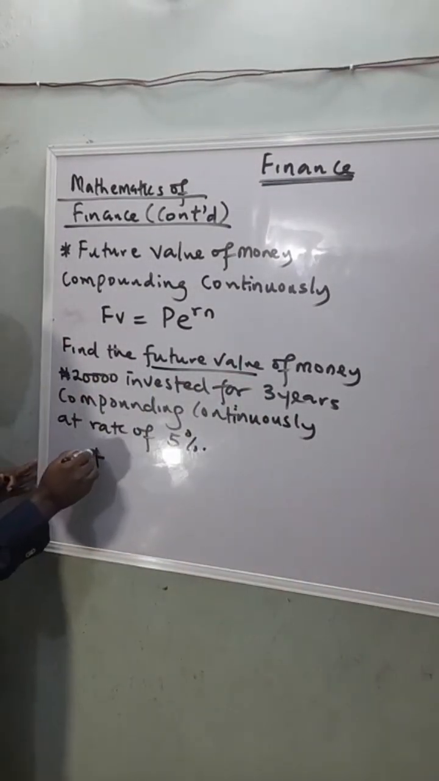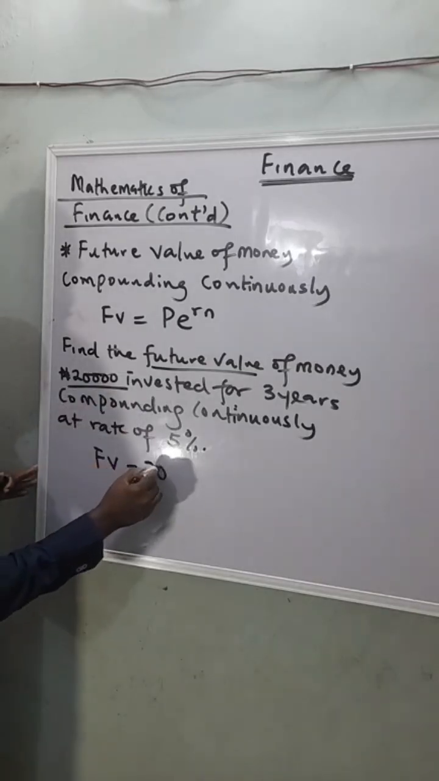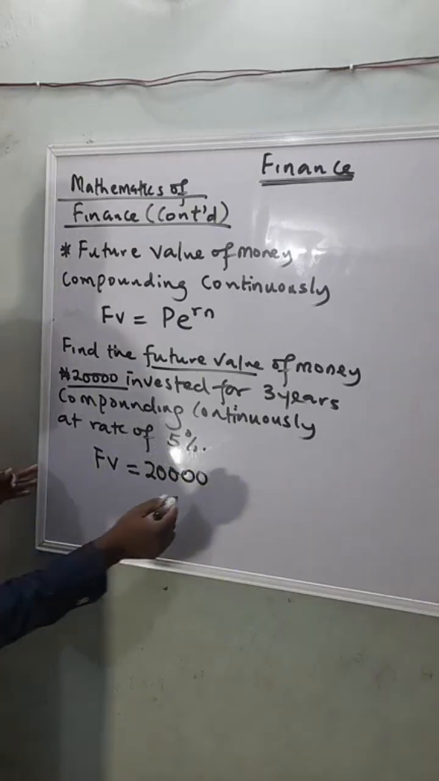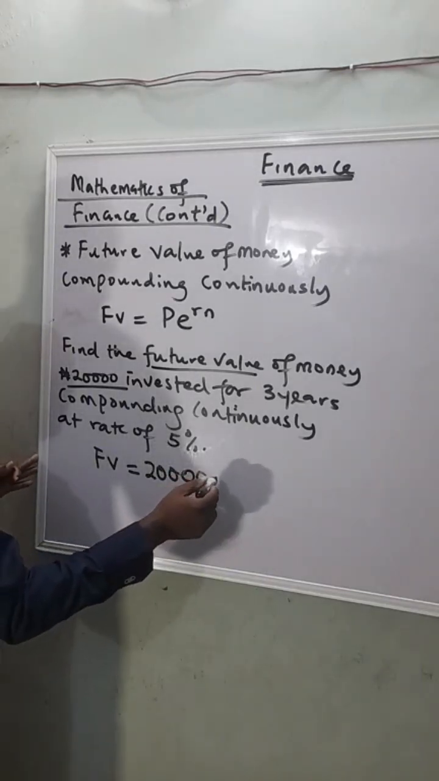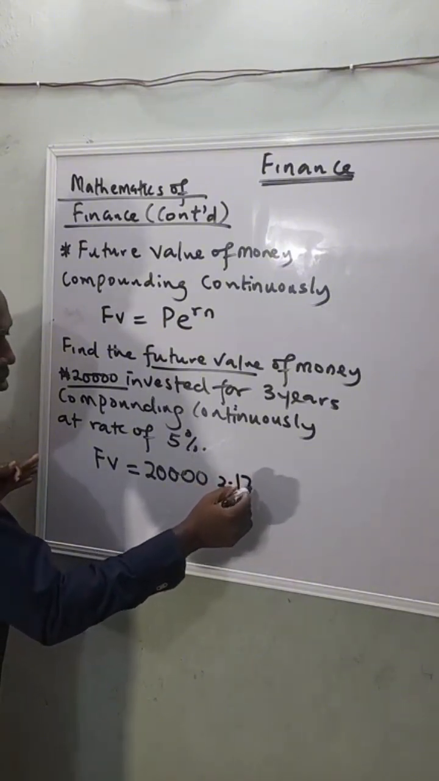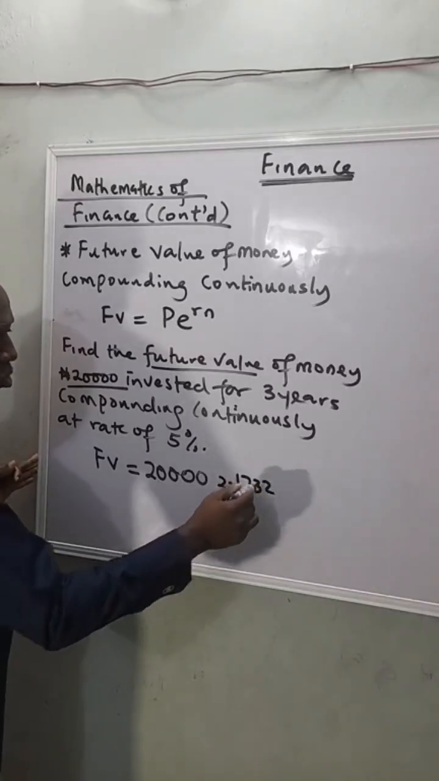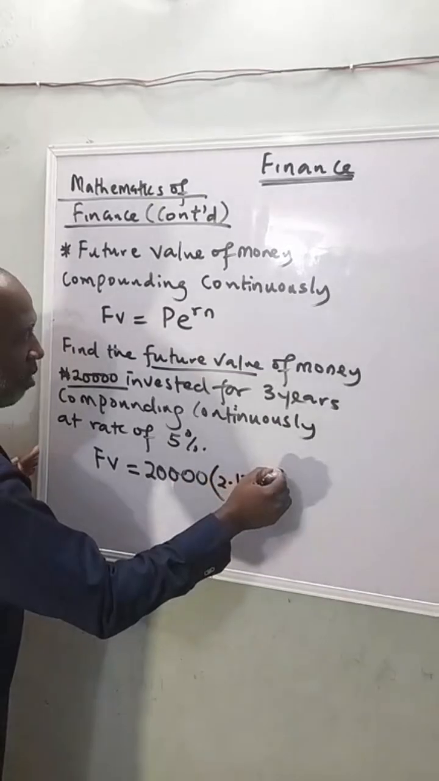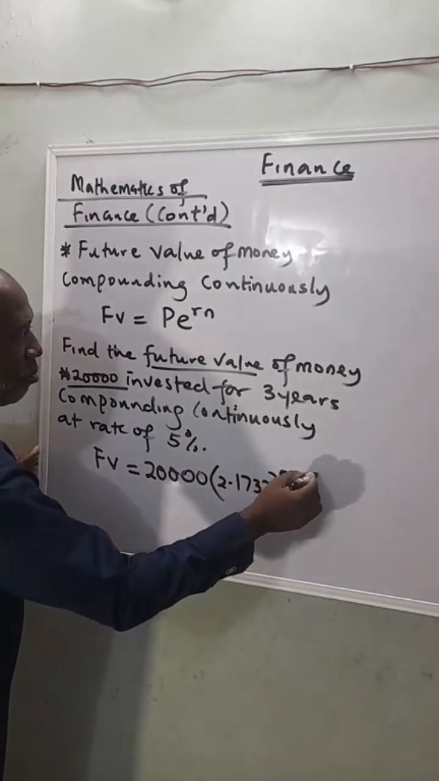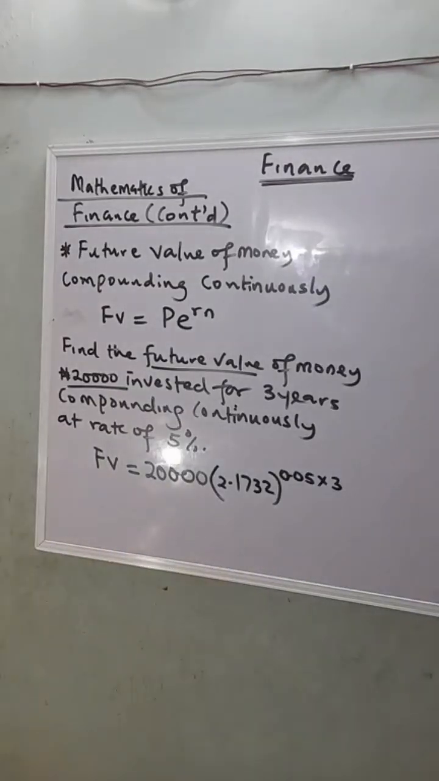Our formula goes thus. FV, the present value is 20,000 naira, multiplied by e, which is defined as 2.1732, all raised to the power of R, 0.05, multiplied by the number of years. That's how the formula will look. Look at what I've written very well.